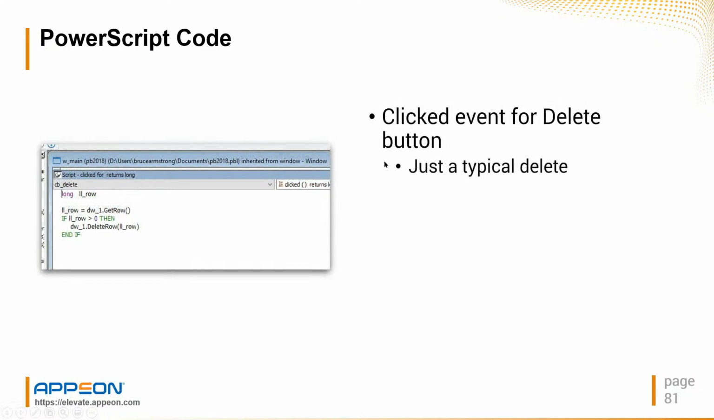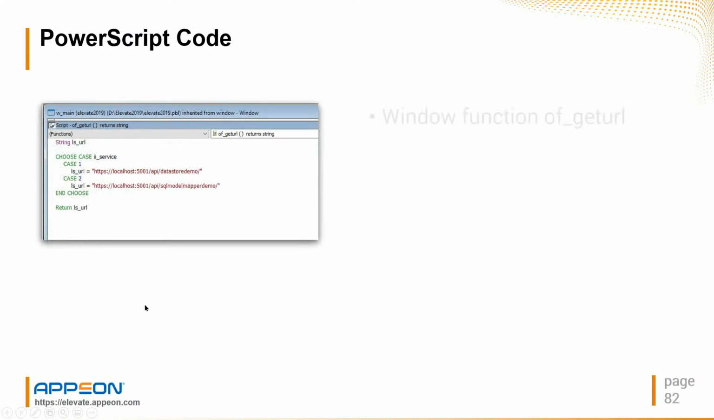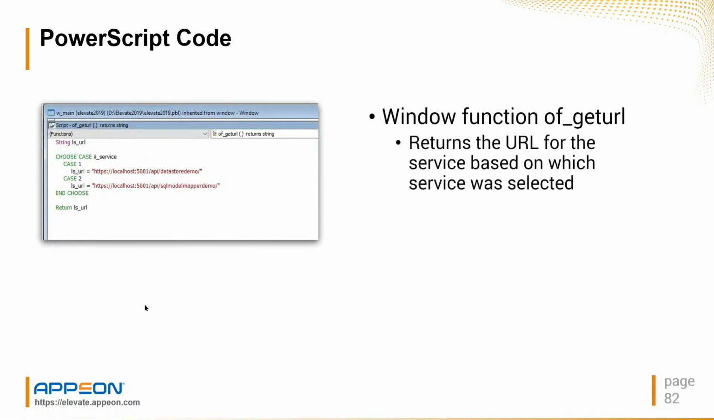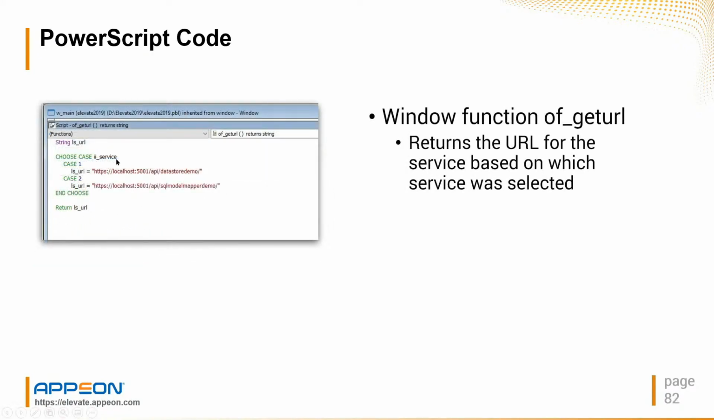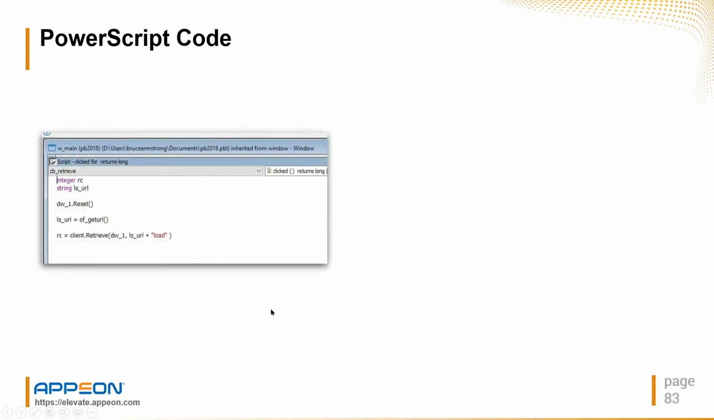This is the delete button, and surprise, surprise, it does a delete row. This is the window function I was referencing earlier, where I'm looking to see which service they selected, and I'm changing what I did in this particular case. I created a separate data store demo and a SQL model mapper demo, and I toggle between them to show the data store specific and client agnostic approaches. Like I said, you could have done both with the data store as well, but I want to show the SQL model mapper in the demo.